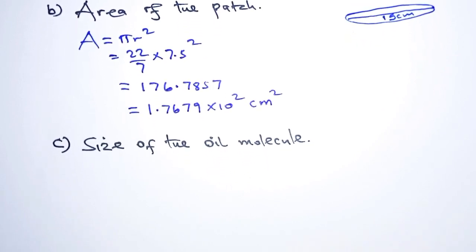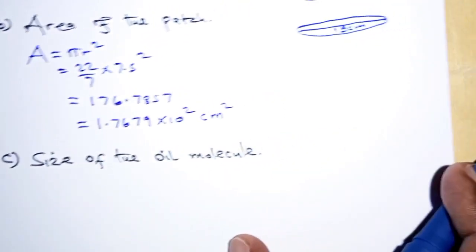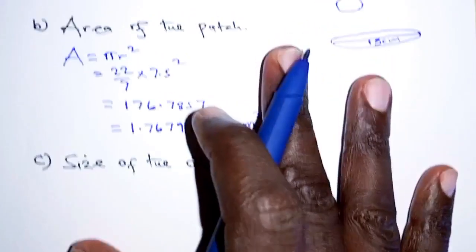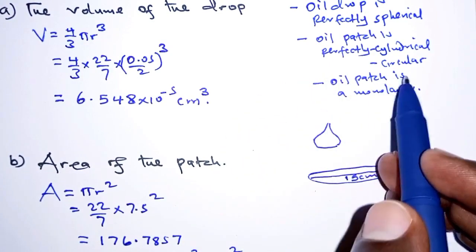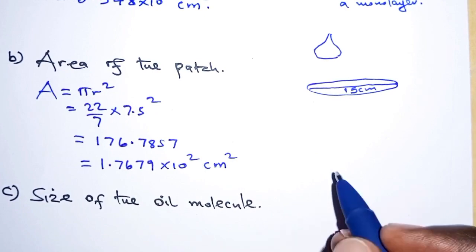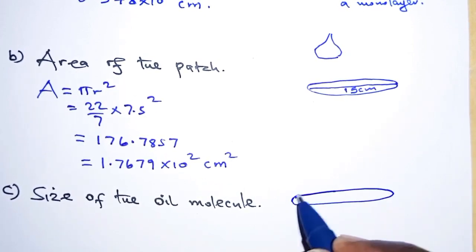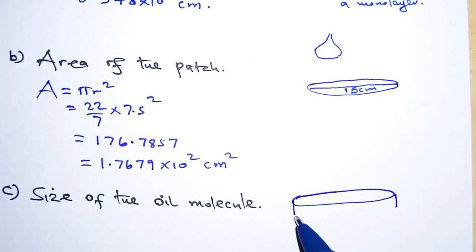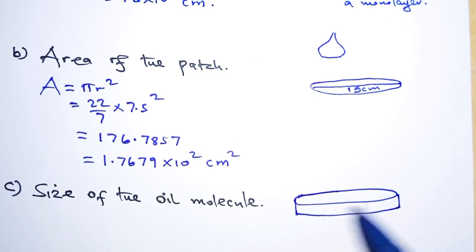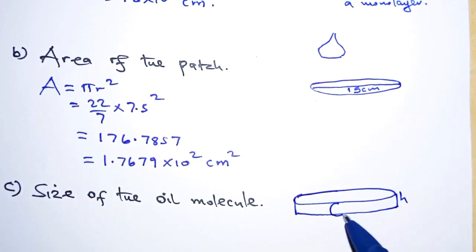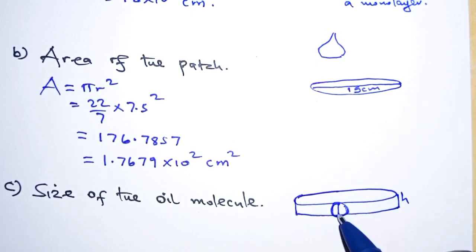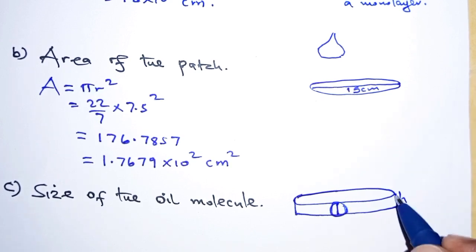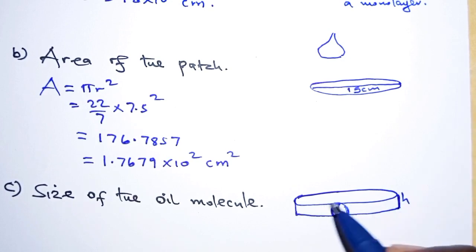So finally, we are going to determine the size of the oil molecule. Once again, according to our assumptions, we consider that the oil patch is a monolayer, that is, it is one molecule thick. So when the oil drop touches the surface of the liquid, it spreads into a patch, and the assumption here is that the patch is cylindrical, and the height of the patch is equivalent to the diameter of each molecule. Remember, the assumption is that the oil patch is one molecule thick, or it's a monolayer, so that the diameter of this molecule is equivalent to the height of the oil patch. Remember, the oil patch is assumed to be cylindrical.